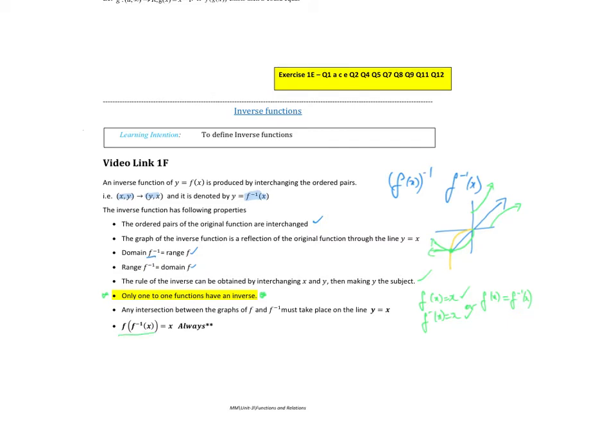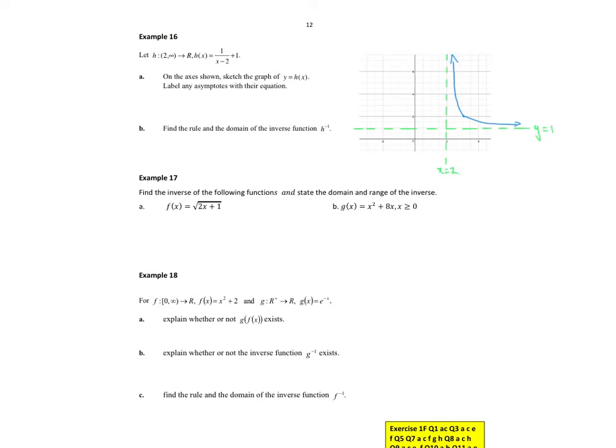The function f of f inverse of x, for much the same reason, is always equal to x. So if I substitute the inverse into the function, I get x as a value. So there are some big key properties showing why the inverse exists. So let's now try and find a few.